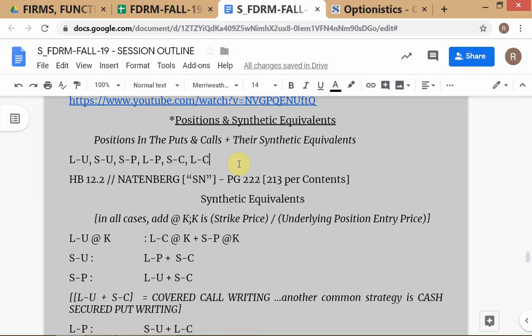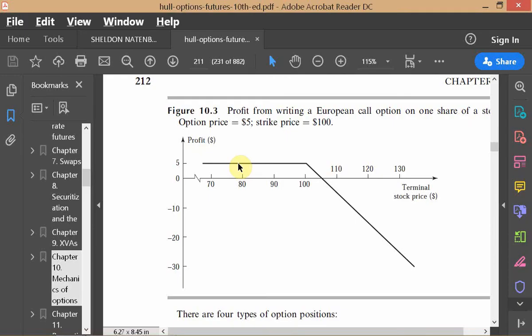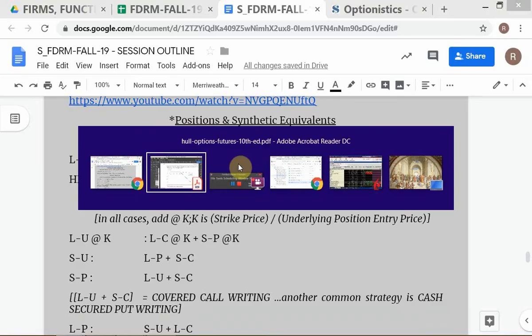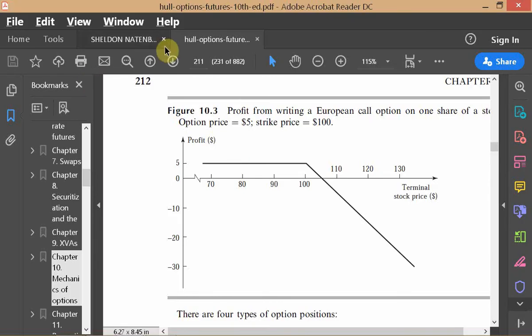What is a synthetic equivalent? A synthetic equivalent basically is any position that allows you to create the same kind of economic outcome. So if I'm saying synthetic equivalent of a long underlying, what is the underlying outcome? If you look at the payoff profile, remember yesterday we looked at it.